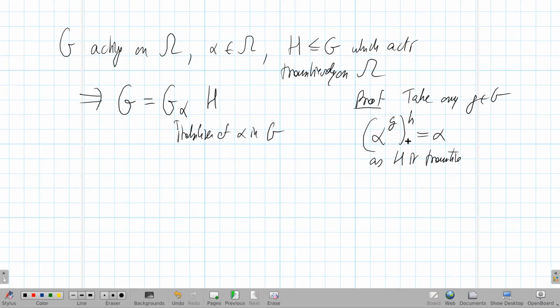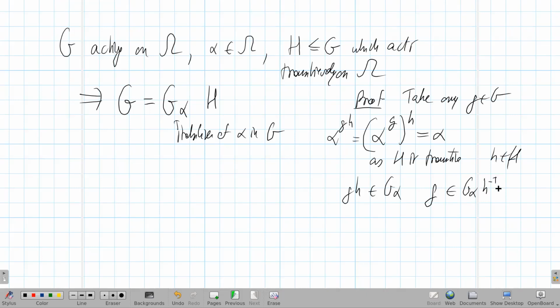So H transitive means that if you take any two elements of omega, there is an element of H taking the first element to the second element. My two elements here are alpha to the G and alpha. So there is an element h in H which takes alpha to the G to alpha. Then, of course, by the first axiom of group actions, this is alpha to the Gh. And here I have that alpha to the Gh is alpha. So Gh is in G alpha.